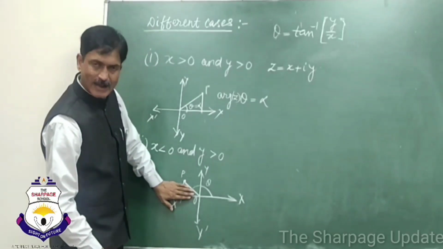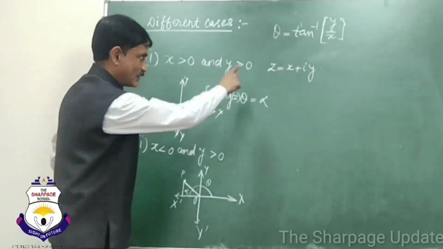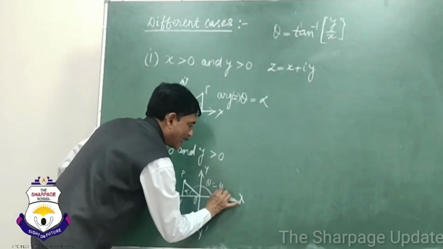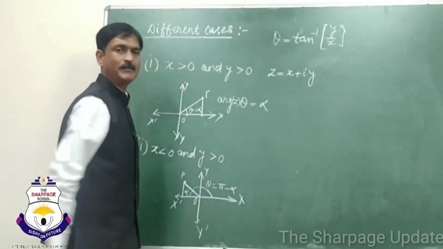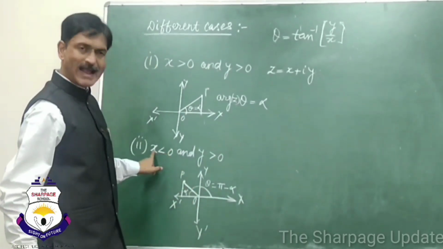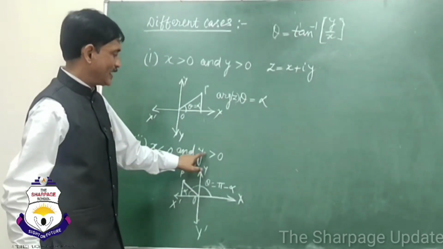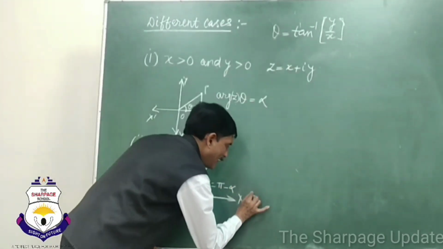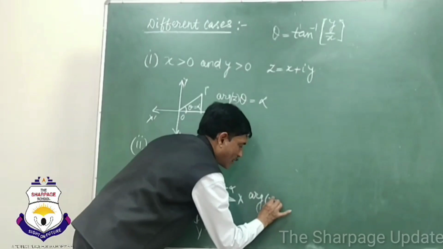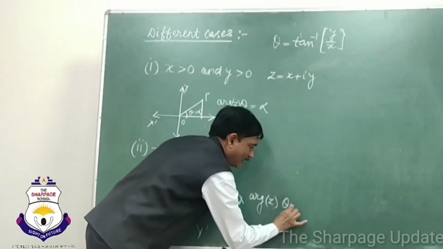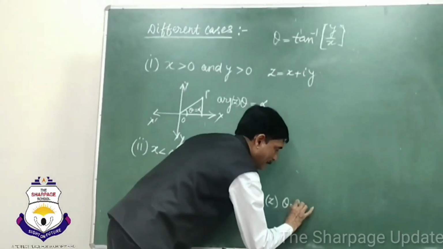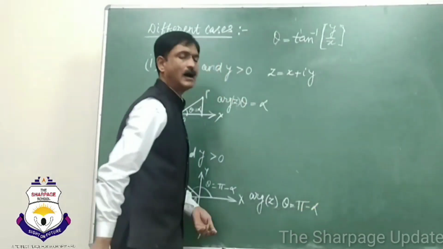We obtained this angle from here. So we get the argument theta equal to pi minus alpha. It means in this case, when x is less than 0 and y is greater than 0, the argument of complex number z is theta equal to pi minus alpha.